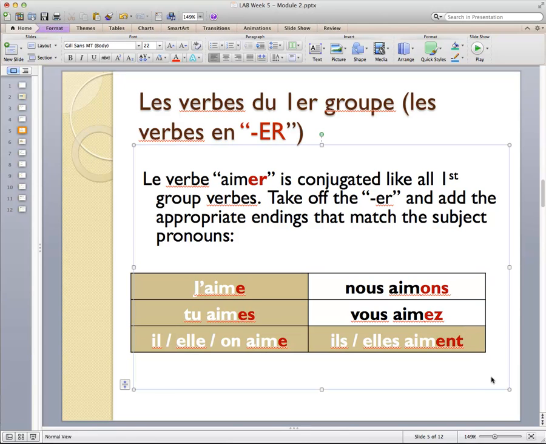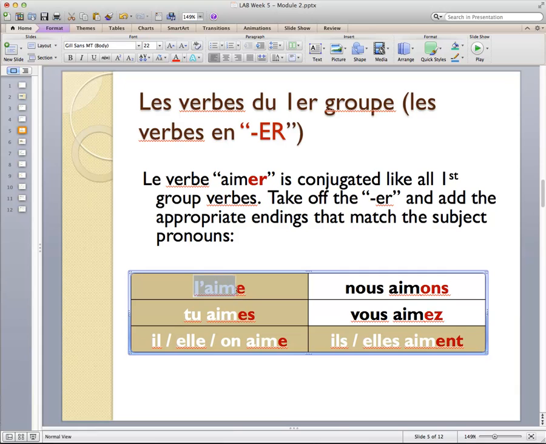So you may notice that I have some of these in brown. We call ER verbs, or first group verbs, boot verbs. That's because everything in the brown sounds the same. Let me show you. J'aime, tu aimes, il aime, elle aime, on aime, ils aiment, elles aiment. For the M part, all of these in the brown sound the same.